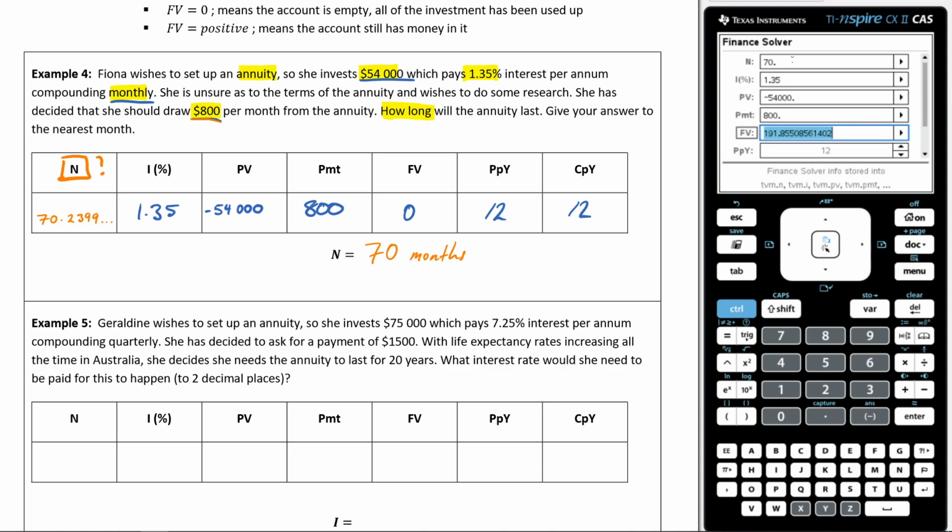And what I really recommend is you just try it out. So what happens if we rounded it up to 71? What would be the case then? Well, as you can see, now I've got negative money. I've taken out too much. If it was 71, I've taken out too much money. That doesn't work. Because remember, a positive FV means there's still money left in the account. So if I was to make it 71, it's no good. All right, hopefully that made sense of this question here.